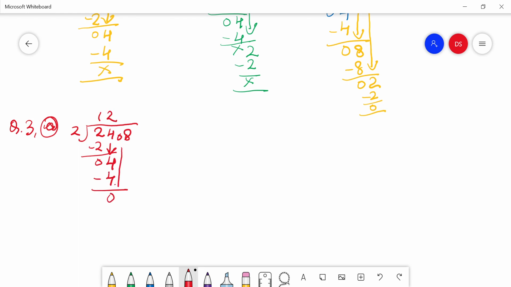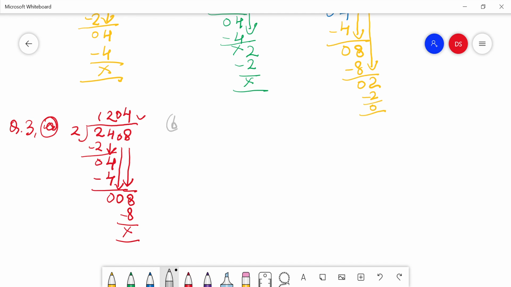Next digit is 0. We will write 0 in the quotient place. Now we have 8 to divide by 2. 2 4s are 8. The answer is 1204.